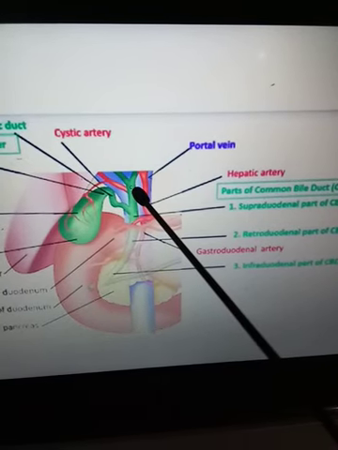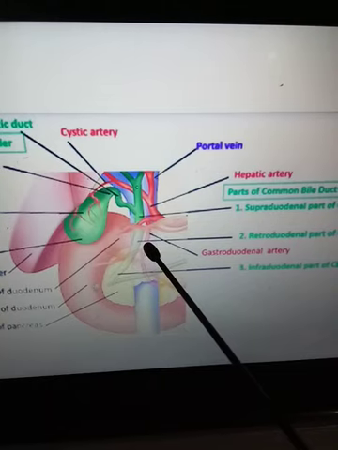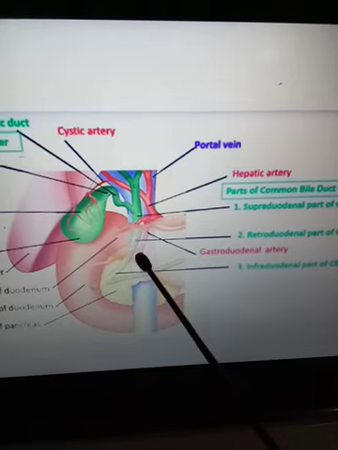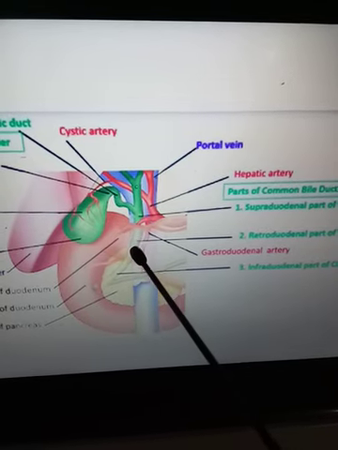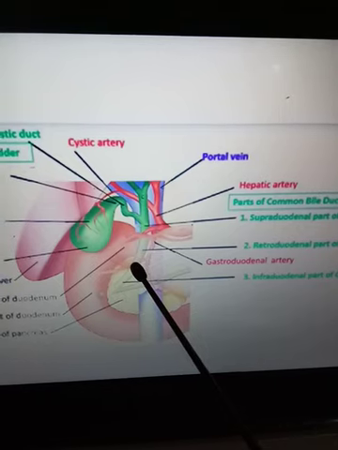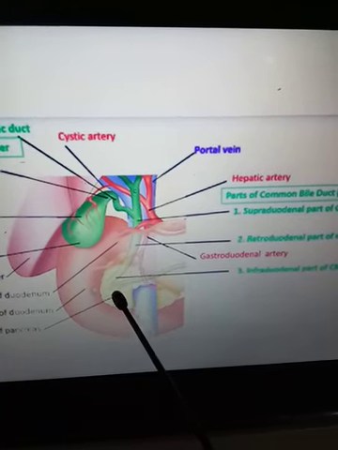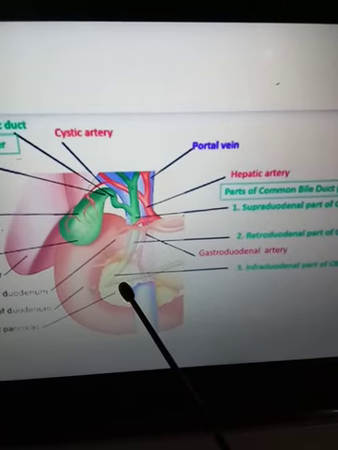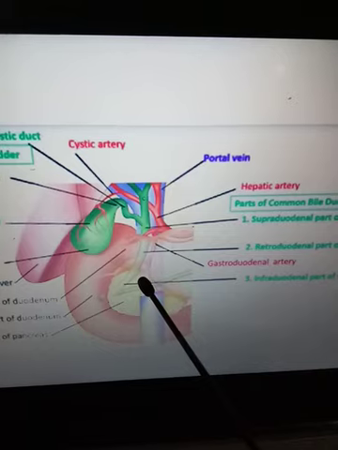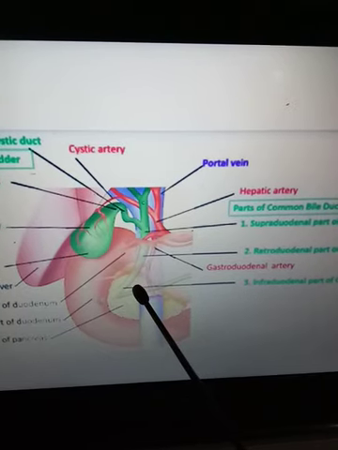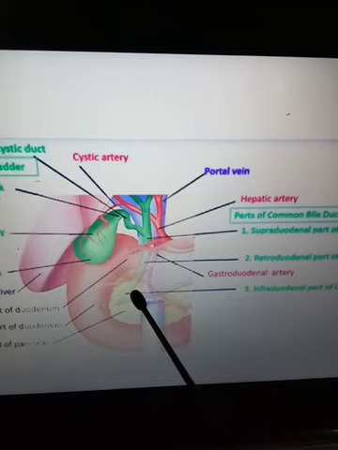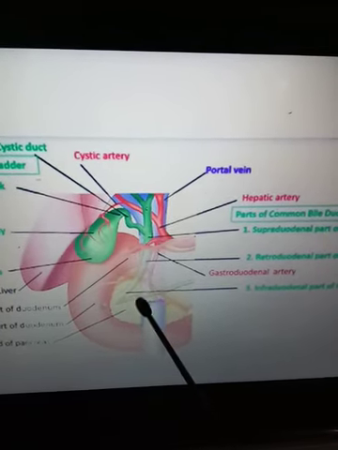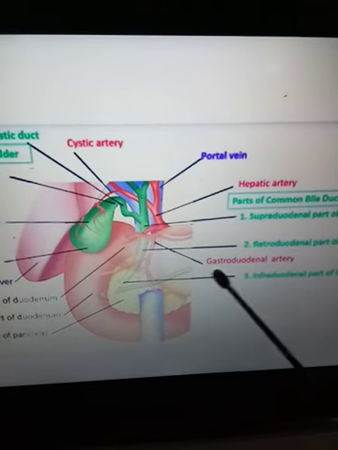First part is the supraduodenal part. Second part is the retroduodenal part. Then you have the infraduodenal. Infraduodenal means जो duodenum के नीचे हो. This is the infraduodenal part. यहाँ पे एक और organ होता है, उसको हम बोलते हैं pancreas. दिख रहा है आपको ये है head of pancreas. Posteriorly on the head of pancreas you have a groove. उस groove में you have the infraduodenal part of your CBD.